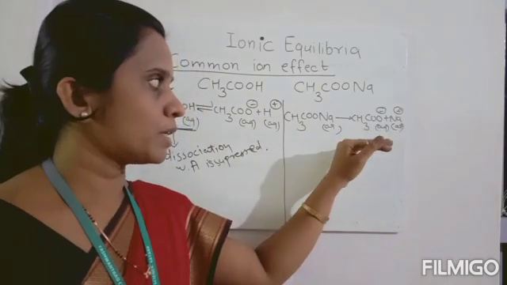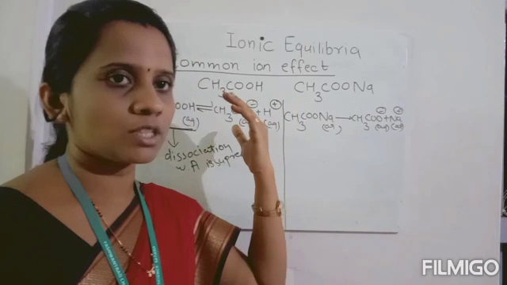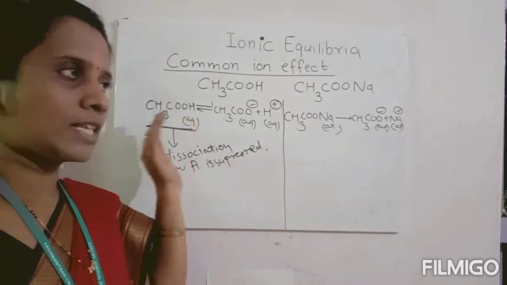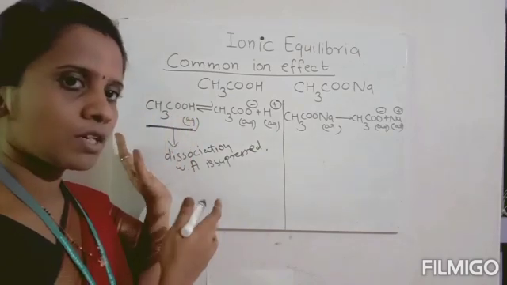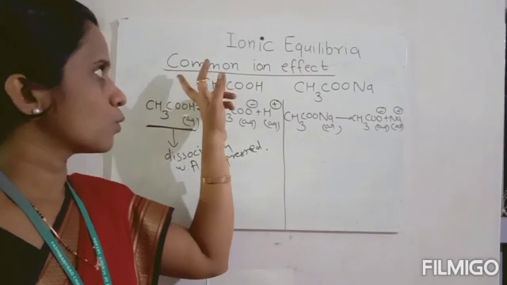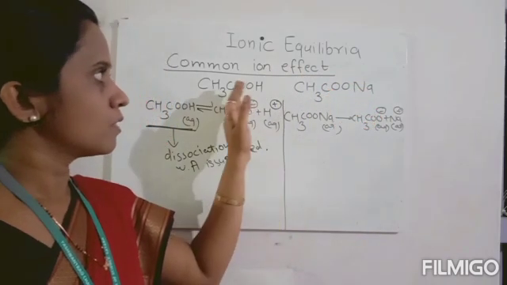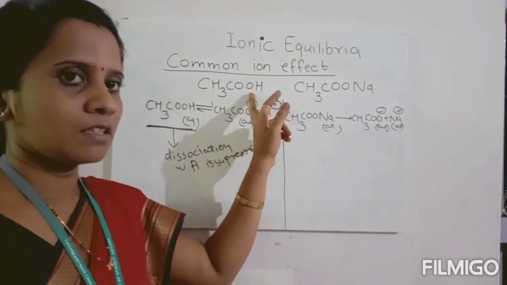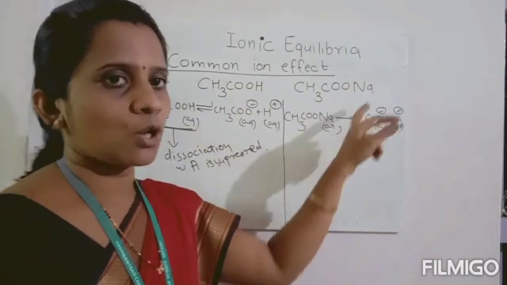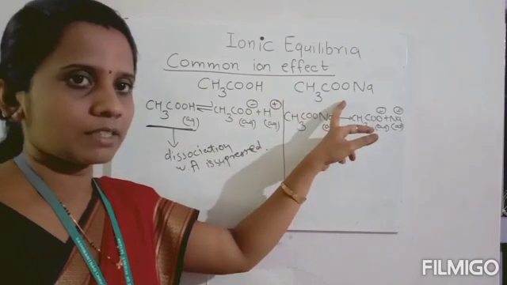Due to presence of common acetate ions, there is shift in equilibrium in backward direction and there will be formation of acetic acid molecules. So acetic acid molecules are getting formed, therefore rate of ionization is decreasing in this case and this effect is known as common ion effect. That means ionization of weak acid is suppressed in the presence of strong electrolyte, that is here sodium acetate. Okay.